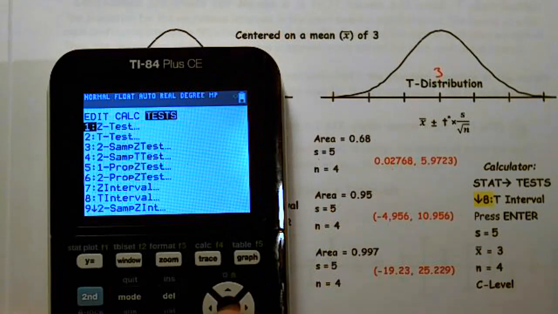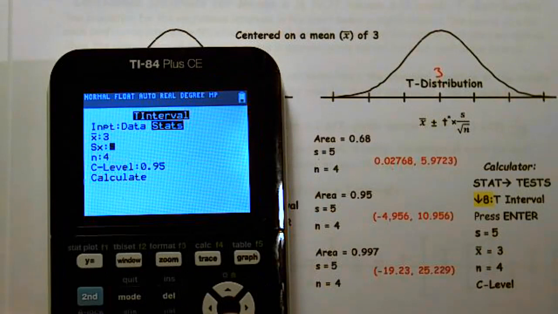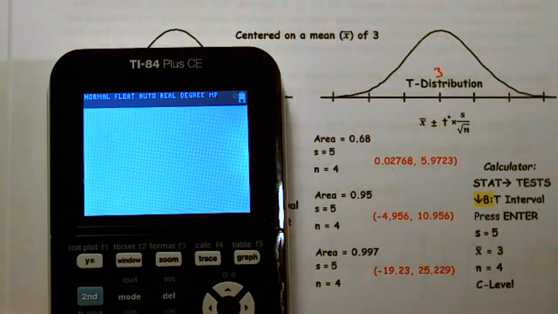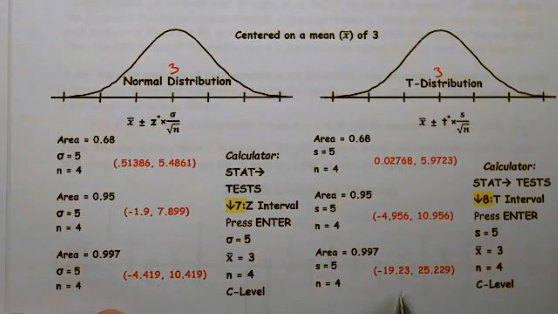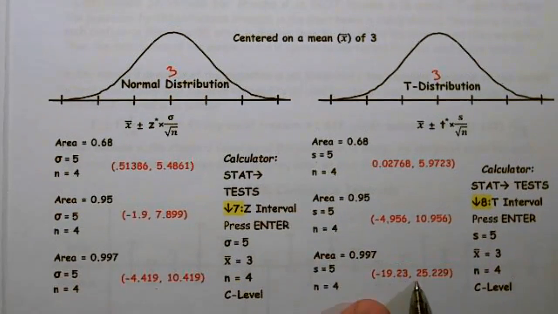So stats test, doing the same thing for the last one. I'm just changing the level to 0.997. And we end up getting negative 19.23 to 25.23. And we can see that, wow, the farther we get away from the center, the lot more spread out we are. So there's more area in the tails with the t distribution than there is with the normal.